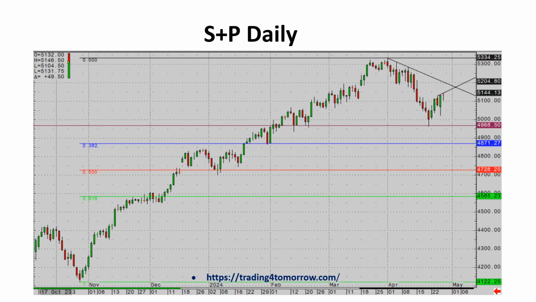Moving on to the S&P, it had a much steadier week. I've got resistance levels at 5204 and 5144, and I've got support at 4968. Again, the fibs are on there.